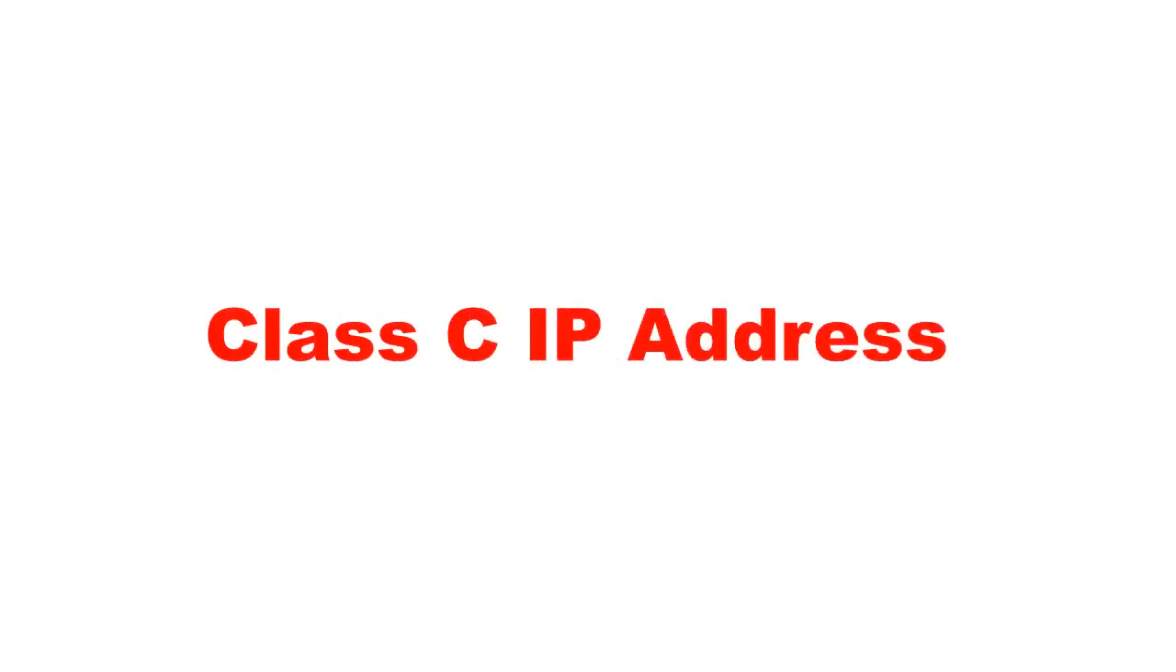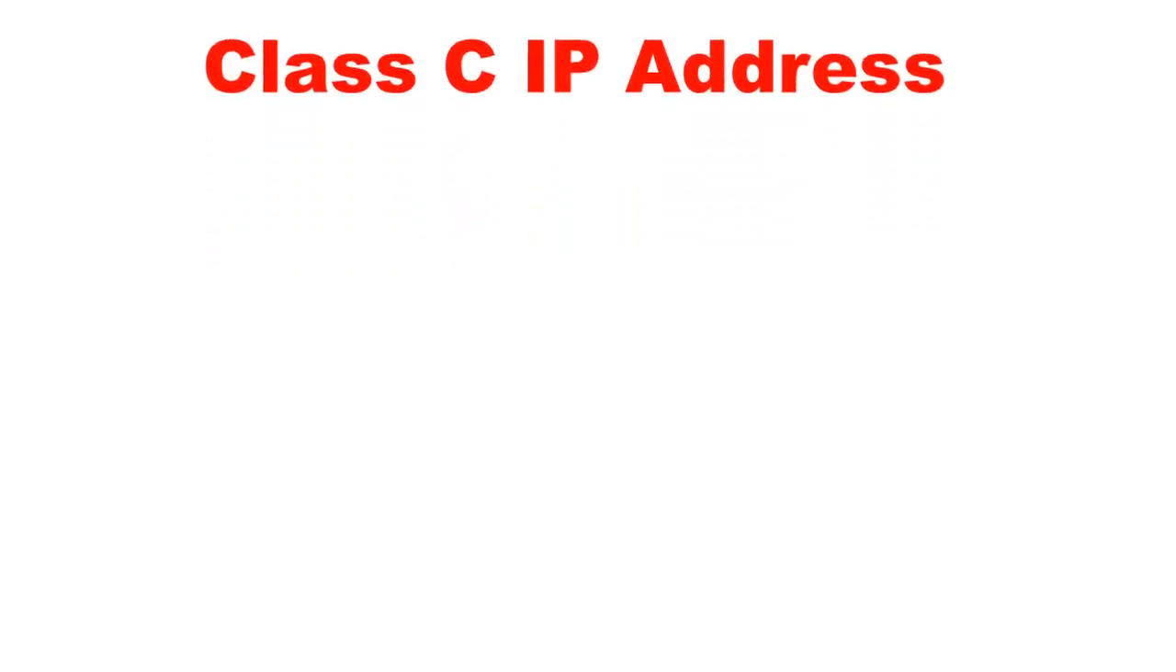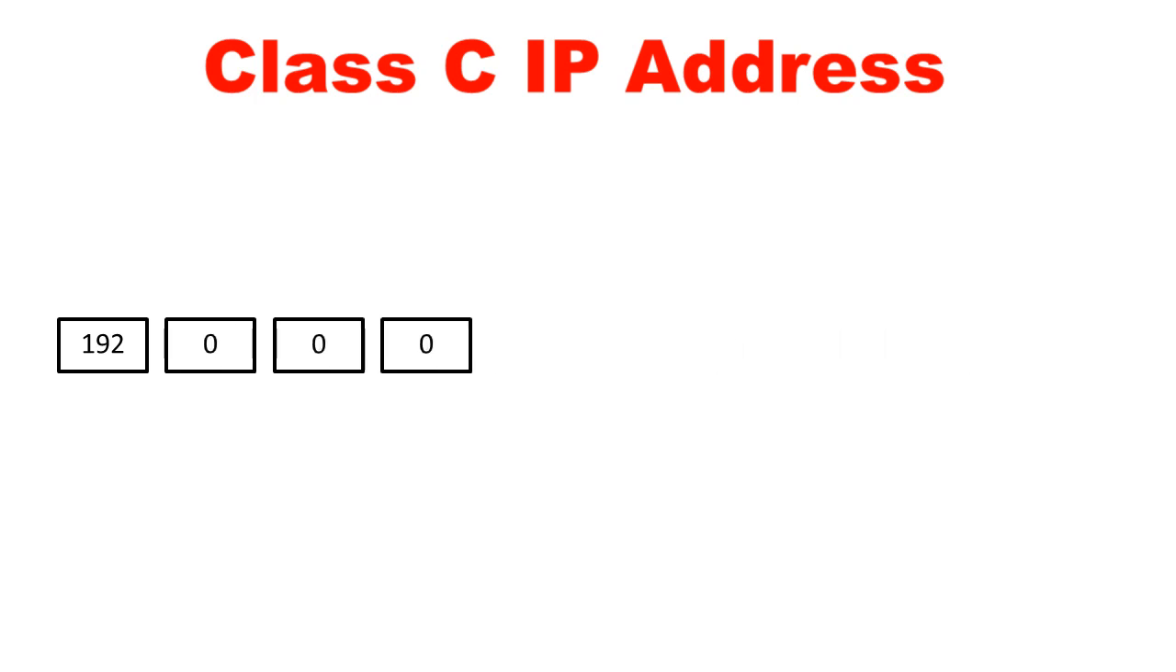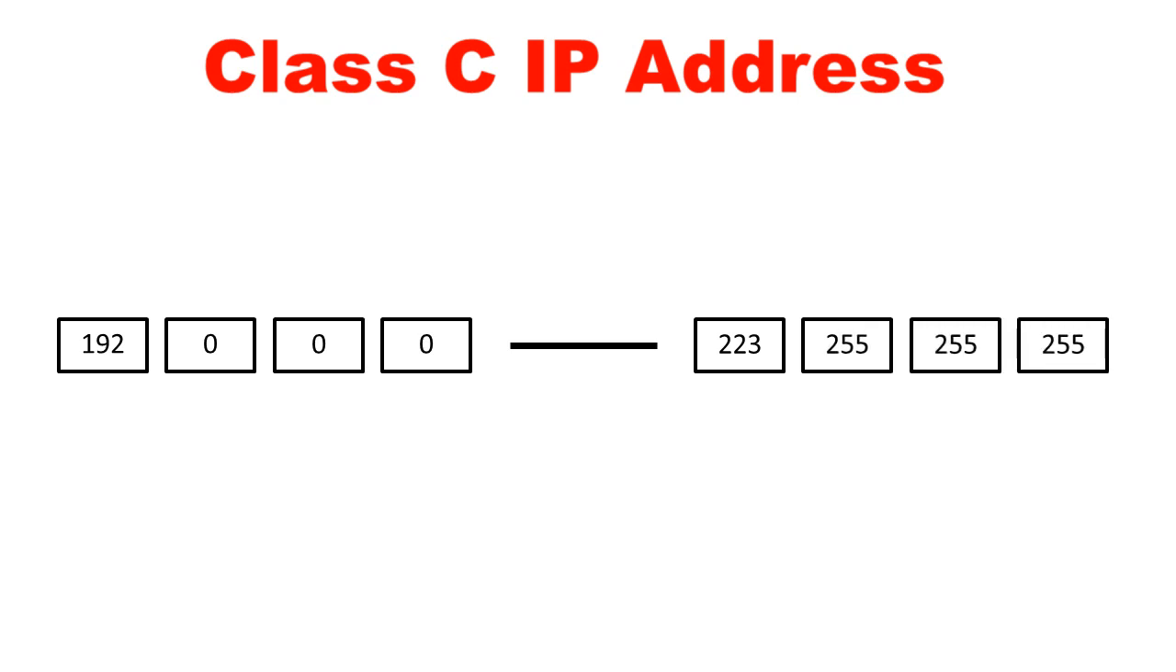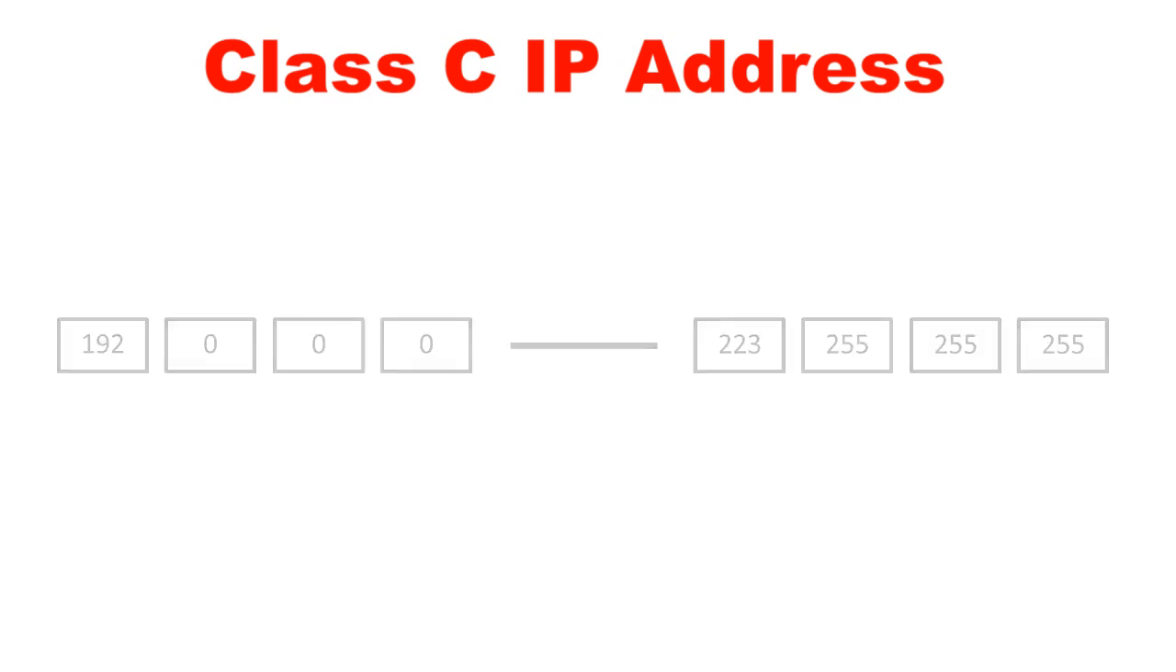Class C IP range starts from 192.0.0.0 to 223.255.255.255. The first 3 octets hold the network number, and the last octet holds the host number. That is why class C is defined as a 24-bit address.